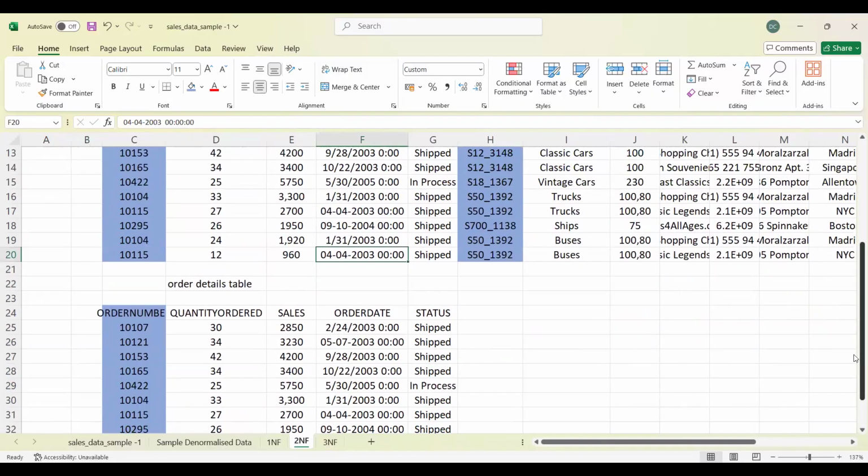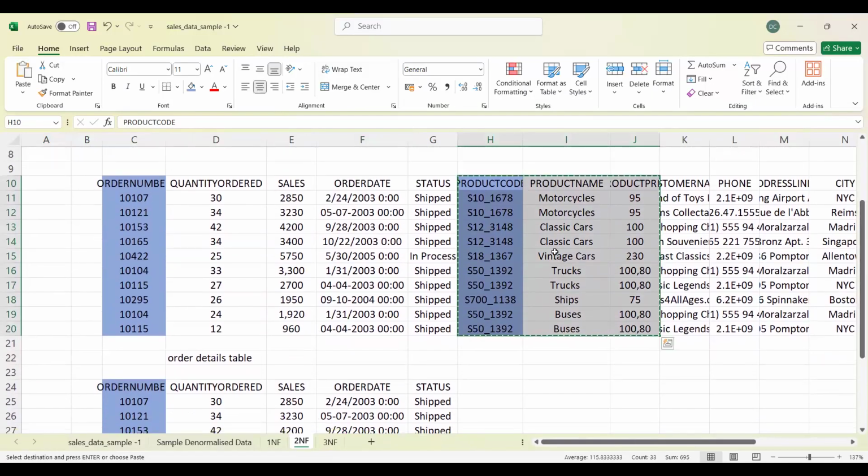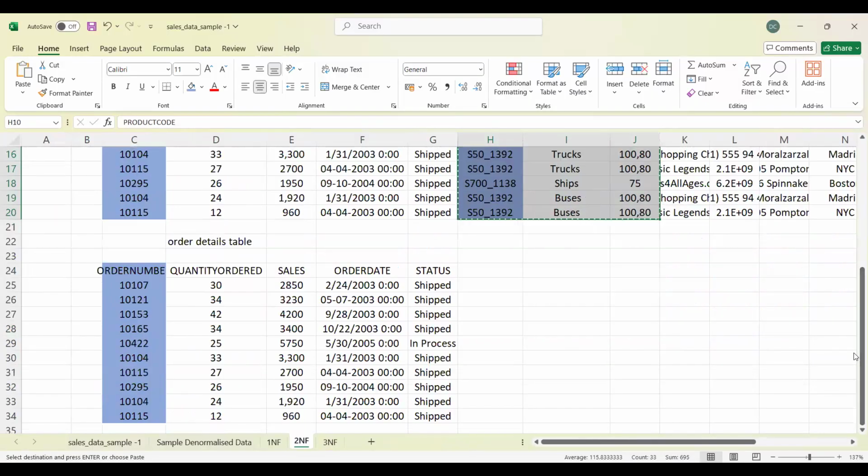This is my order details table. In the same way, I'm dividing this products table into another table. These are also non-key attributes, product name and product ID. It is depending only on the product code. It is not depending on the order number. So I'm just separating this table.